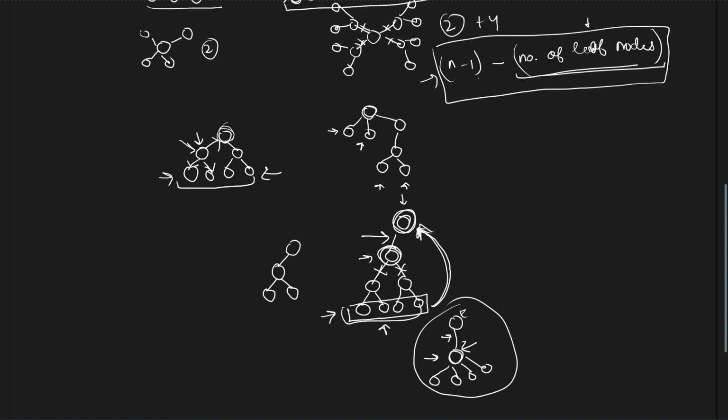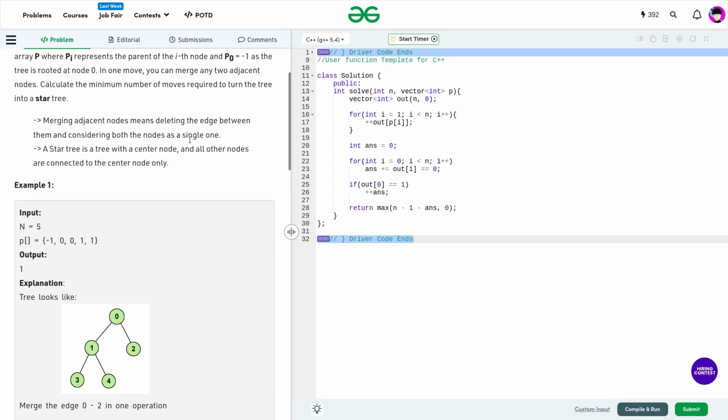In all the other cases, the answer will be this particular value, n minus 1 minus the number of leaf nodes, and in case the number of children of the root node is exactly equal to 1, in that case the answer will be this particular value, minus 1, right? So this would be the solution of today's problem of the day. Now let me just show you in the code how I implemented this problem.